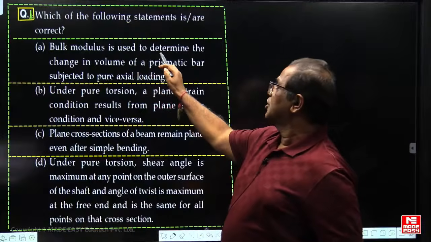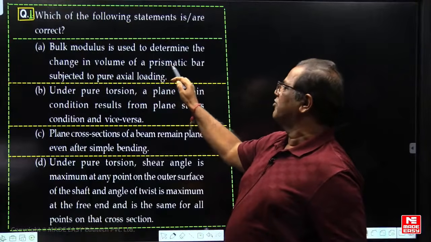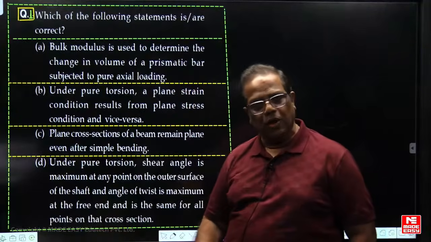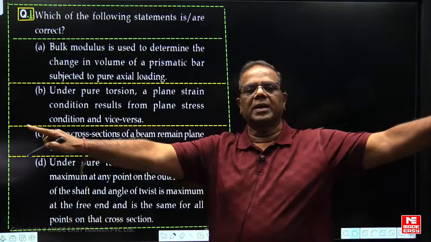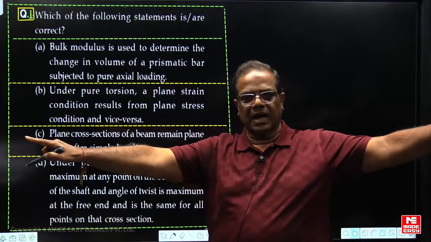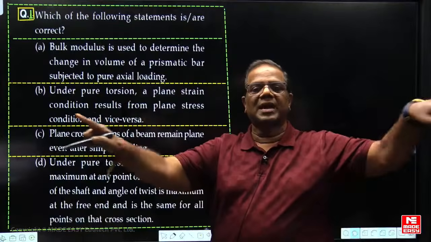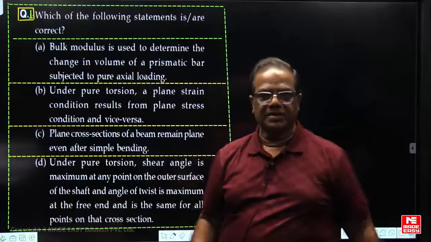Bulk modulus is used to determine the change in volume of a prismatic bar subjected to pure axial loading. When a bar is subjected to pure axial loading, the volume changes. So to determine the change in volume, bulk modulus is used. That is the first statement.